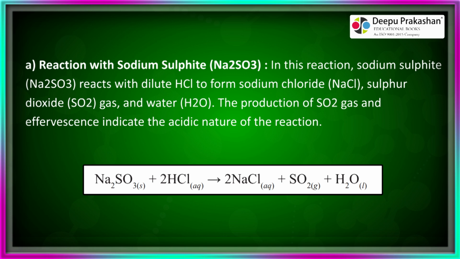A. Reaction with sodium sulfite, Na2SO3. In this reaction, sodium sulfite, Na2SO3, reacts with dilute HCl to form sodium chloride, NaCl, sulfur dioxide, SO2, gas, and water, H2O. The production of SO2 gas and effervescence indicate the acidic nature of the reaction.